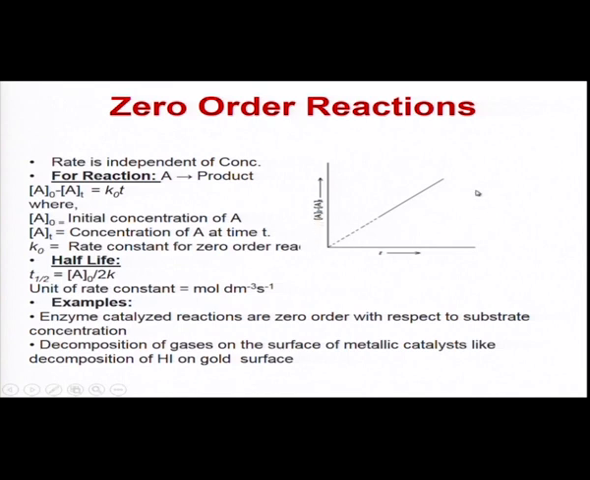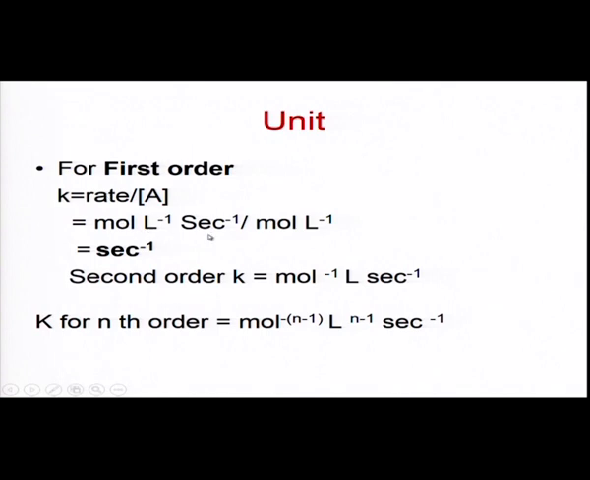Okay. This type of plot indicates that a particular reaction follows zero order kinetics, and the unit for the rate constant also differs with the order of the reaction. For example, for first order, the rate divided by the initial reactant concentration is the rate constant. Here, if you put the rate, that is moles per liter per second, divided by moles per liter, the rate constant comes to second power minus 1, time power minus 1.